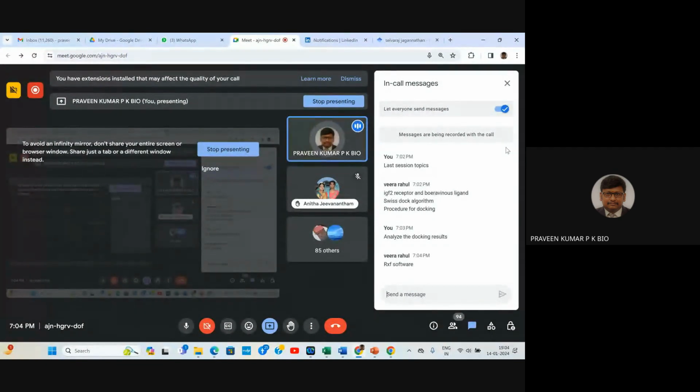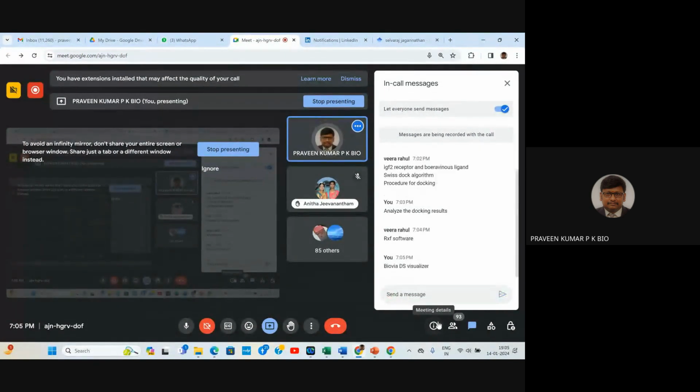RxF software, good. You're trying very good, Veera Rahul. How about the others? Do you remember? I was explaining about BioVia Discovery Studio Visualizer, isn't it? So this is the software I used for analyzing the docking results. Whatever I docked in Autodock, I just analyzed it using the BioVia Discovery Studio Visualizer.